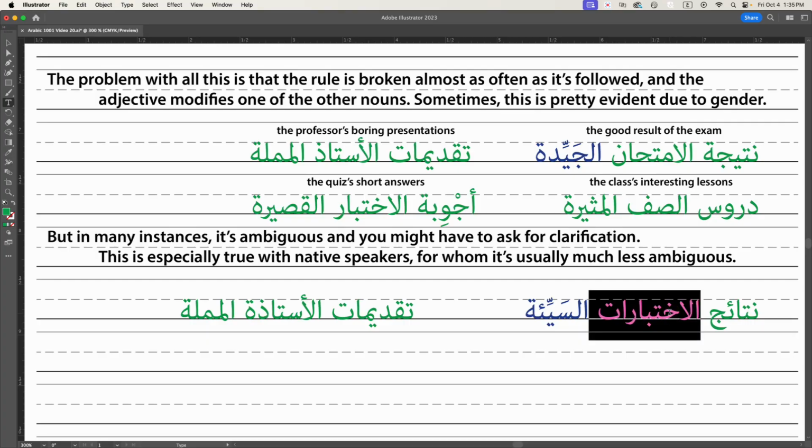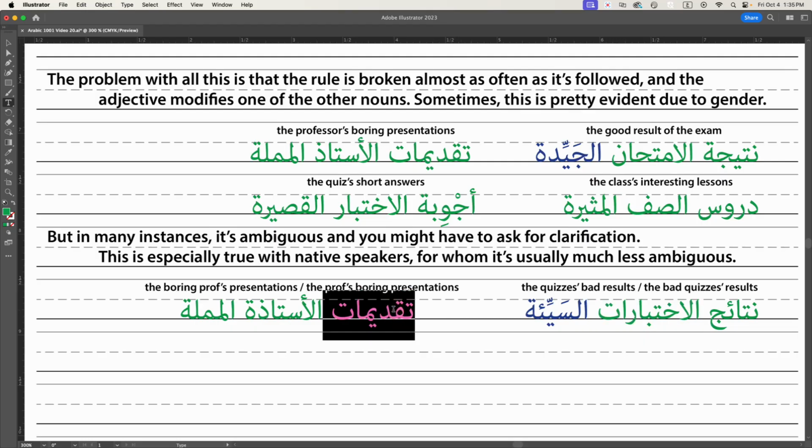And it's pretty easy to extract here. It's not the bad quizzes, it's the bad results. So the bad result of the quizzes, or is it the quiz's bad results? Grammatically, it's ambiguous. So this is where you kind of have to use your head to figure out what's being referred to, or sometimes just to ask for clarification. Which one is with the quizzes that are bad, or the results? And your native speaker friend will be like, oh yeah, duh, sure, no, it's the results.